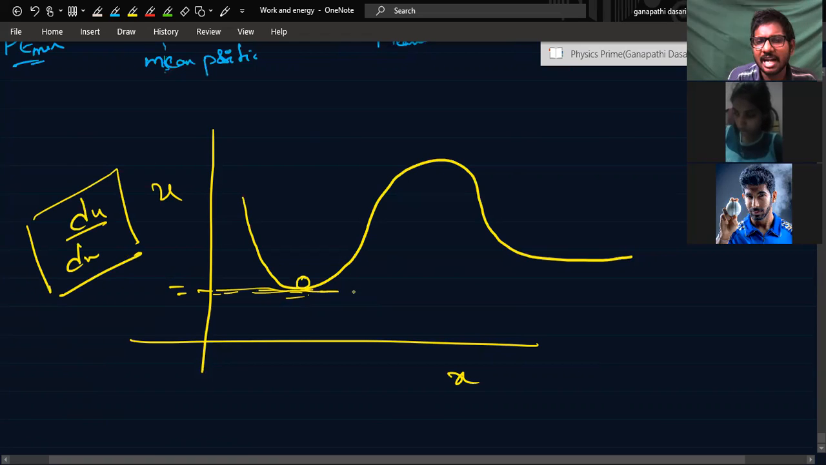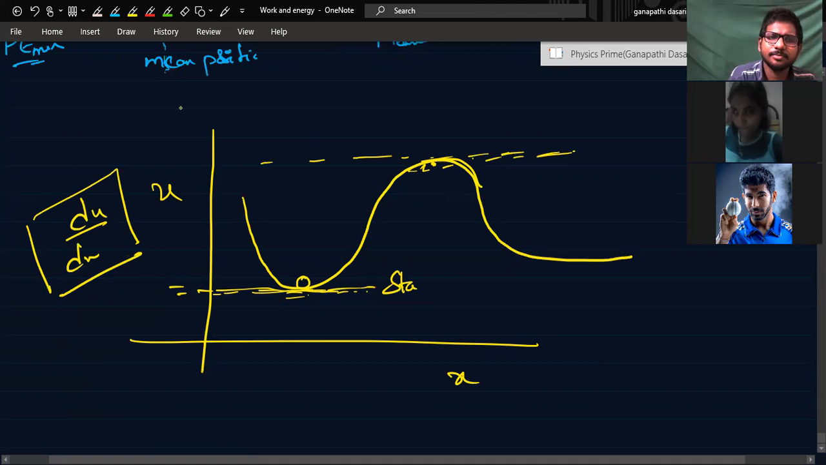Here the slope of the graph becomes 0. At maximum and at minimum, the slope will become 0. But here the potential energy is minimum, so this is called stable equilibrium. This is unstable equilibrium.